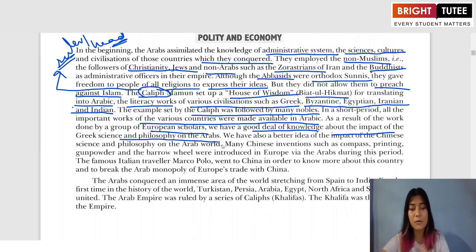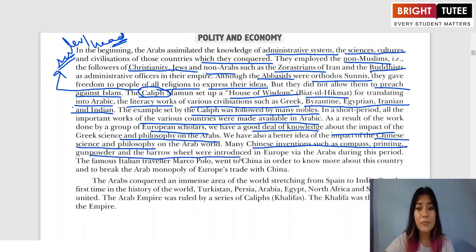Because of the literature derived from various parts of the world, translated and used by the Arabs, Arabic culture, architecture, philosophy, and science were all influenced by those of Greece, India, Byzantium, Egypt, etc. They were also influenced by Chinese knowledge of science and philosophy. Many Chinese inventions such as the compass, printing, gunpowder, and wheelbarrow were introduced in Europe via the Arabs during this period.